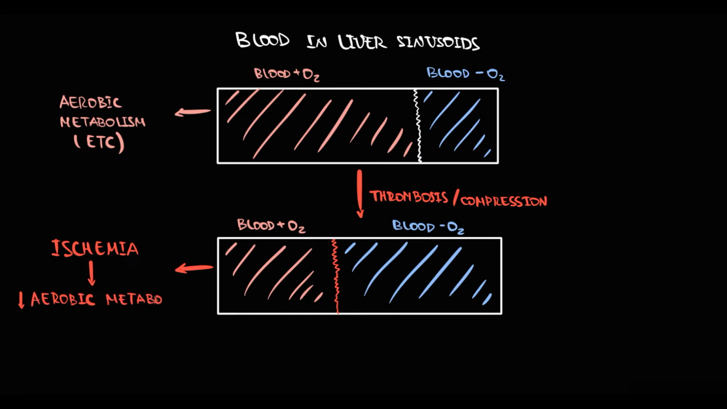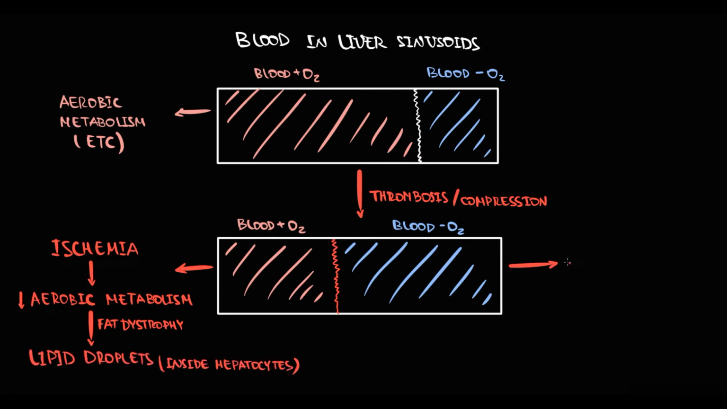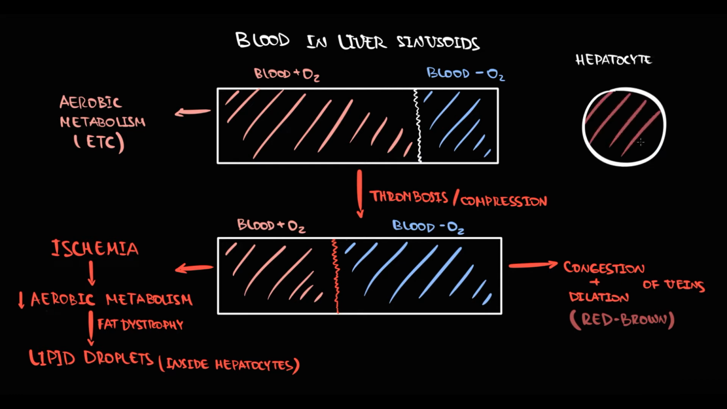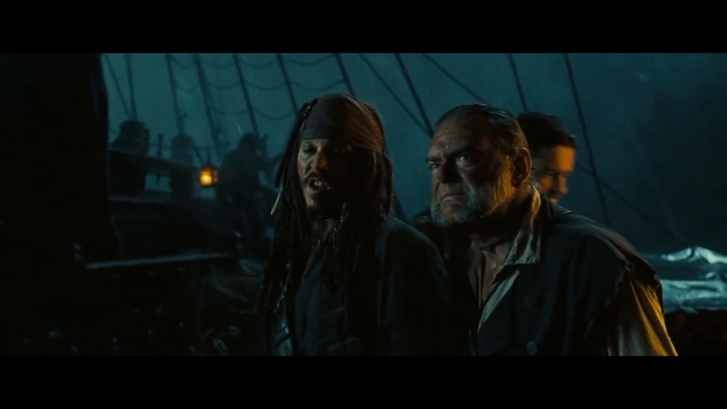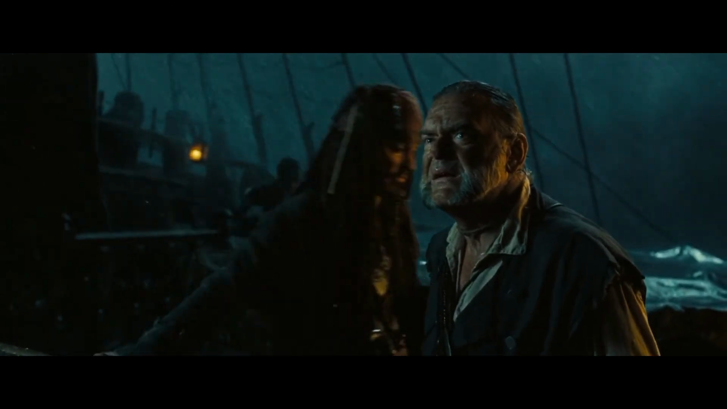and with ischemia, aerobic metabolism decreases, and as a result, hepatocytes undergo fat dystrophy that results in formation of lipid droplets inside them. Congested and dilated hepatic veins give this red-brown color to liver tissue. Lipid droplets give a little bit of pale yellow color, and together this combination of red-brown and yellow color resembles a nutmeg. So because of this, we call such liver tissue a nutmeg liver. I like it. Simple, easy to remember.